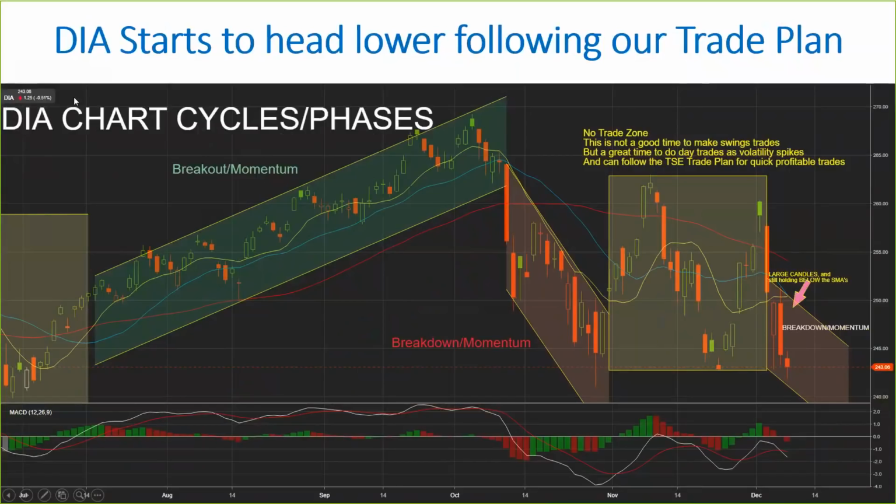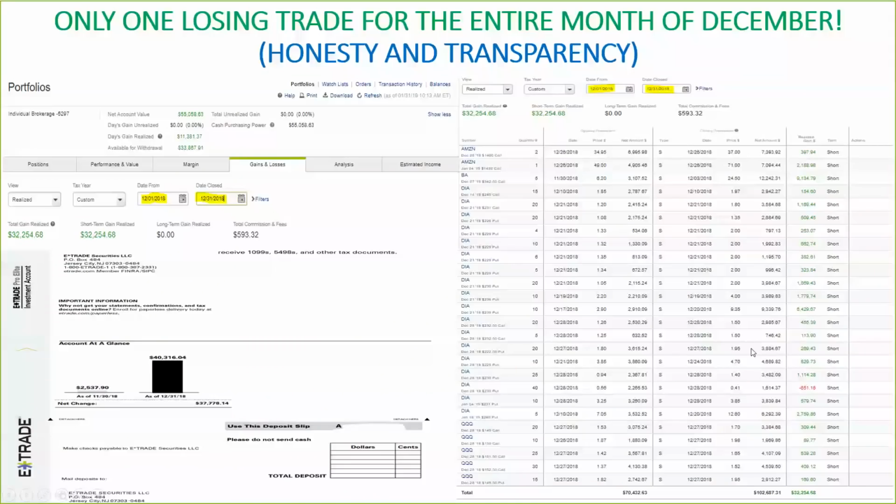And let's take a look. So DIA starts to head lower following our trade plan. We're following our trade plan. We're making some trades. Look at this, guys. What a month of December. Take a look at that.